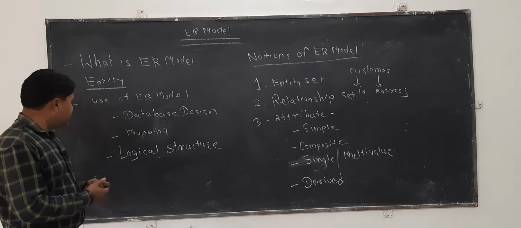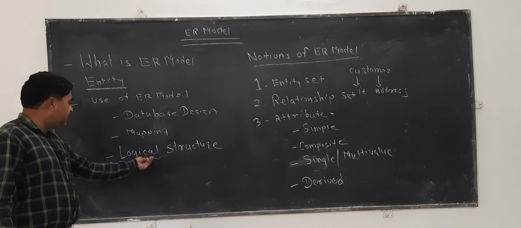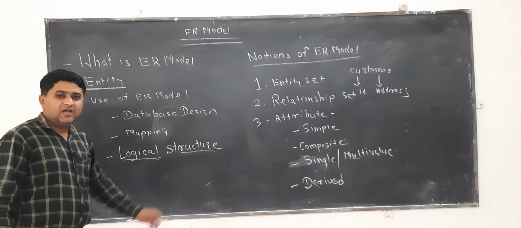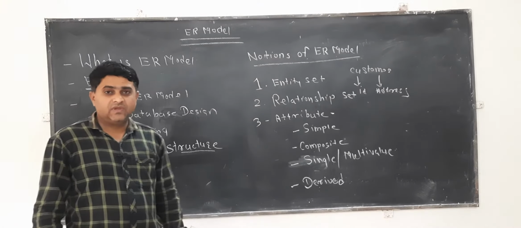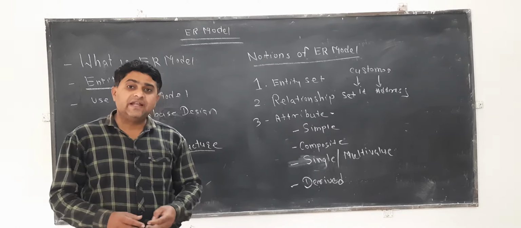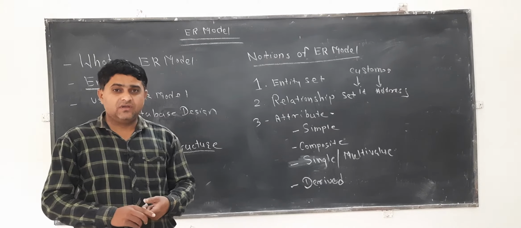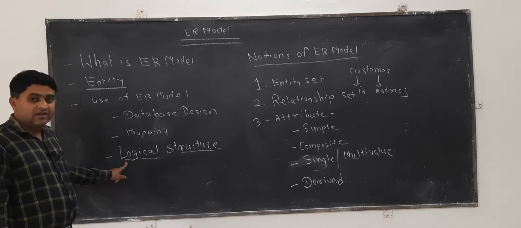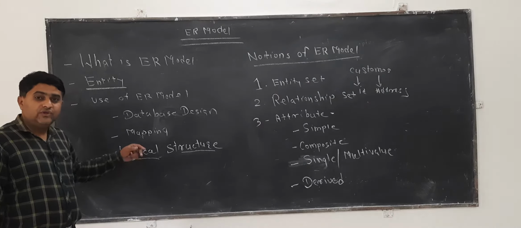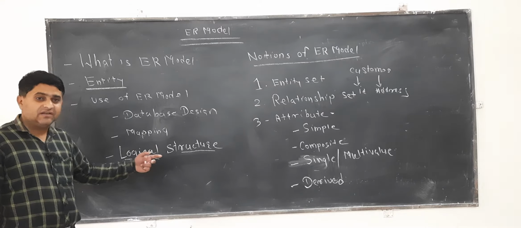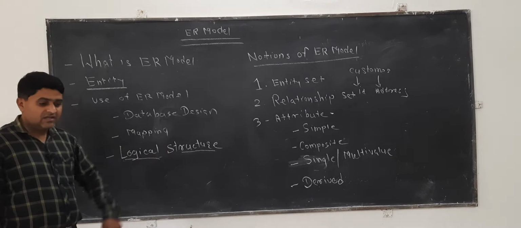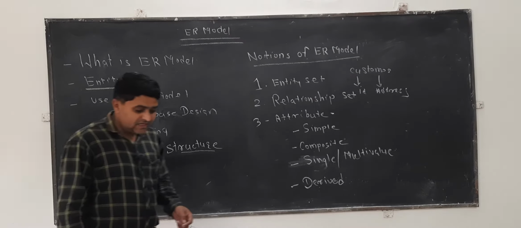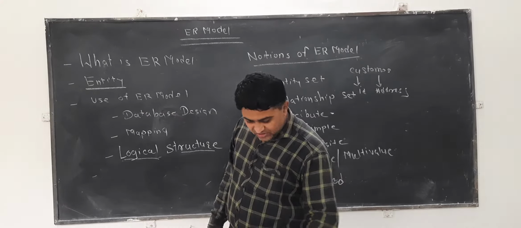Next, logical structure. The entity relationship model facilitates the use of the schema, and using the schema we can create the logical structure of your database. So here the entity relationship model facilitates the use of schema specification, and using that we can create the logical structure of your ER model. For example, we draw the logical structure here.